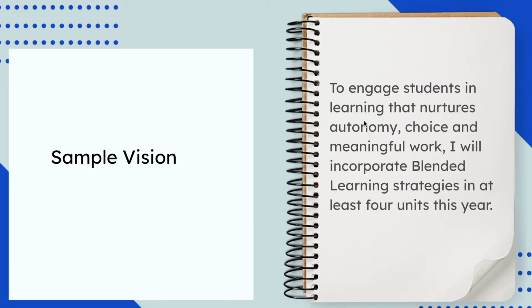A sample vision statement might be: to engage students in learning that nurtures autonomy, choice, and meaningful work. I will incorporate blended learning strategies in at least 4 units this year. This sample includes active verbs: to engage, nurture, will incorporate. It also includes core values: autonomy, choice, and meaningful work. Finally, it has a blended learning goal, which is to implement blended learning in at least 4 units.